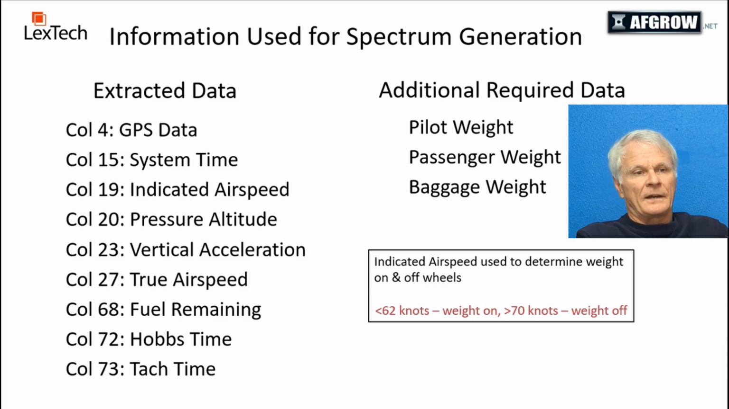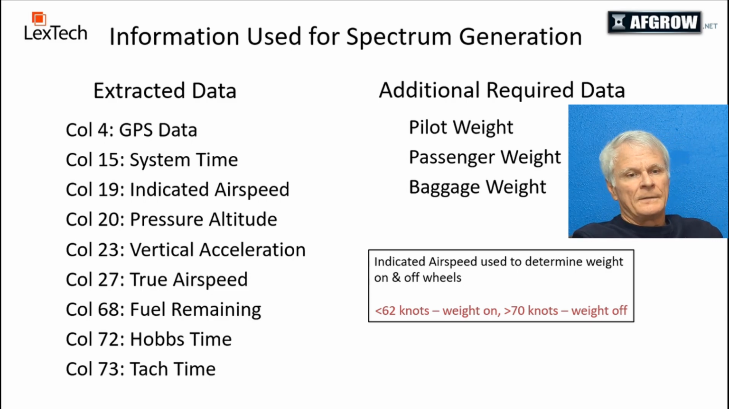So in this case, I extracted the GPS data, which told me the date and time, the system time, the indicated airspeed, pressure altitude, vertical acceleration, true airspeed, fuel remaining, which I needed to get the total weight as a function of time, Hobbs time, which is the time since the instrumentation was turned on, and tach time, which is a scaled time based on the engine RPM. And then I had to include, after the flight, pilot weight, passenger weight, and baggage weight to actually calculate the weights.